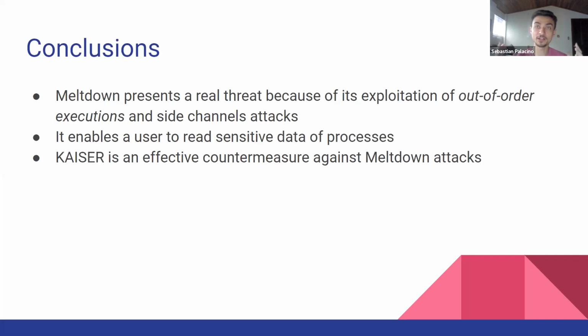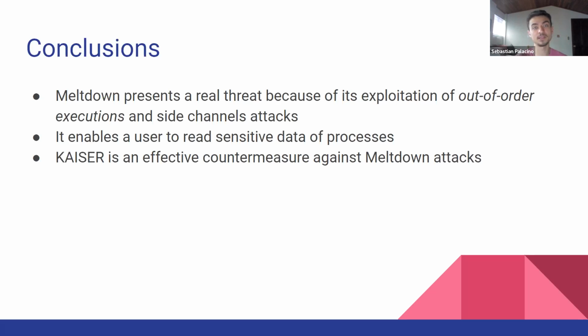So, what are the conclusions of this video? Well, we saw that Meltdown presents a real threat because of its exploitation of out-of-order execution and side channel attacks. It enables a user to read sensitive data of processes. So Meltdown is a big issue, really. So we must implement an effective countermeasure against Meltdown attacks, and that is Kaiser.